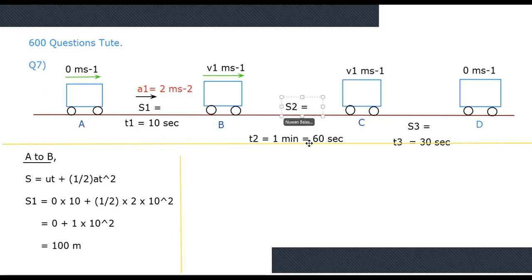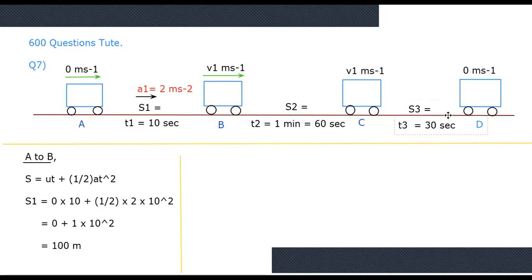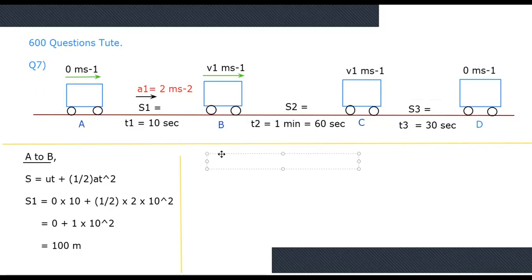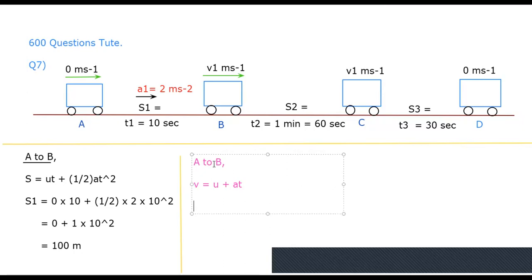Let's apply V equals U plus AT from A to B. Then we can find the velocity V1. Let's do it. A to B. Let's apply V equals U plus AT. So the velocity at the point B, that is V1, that's what we want to find.